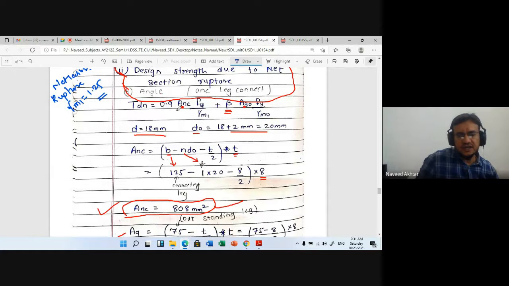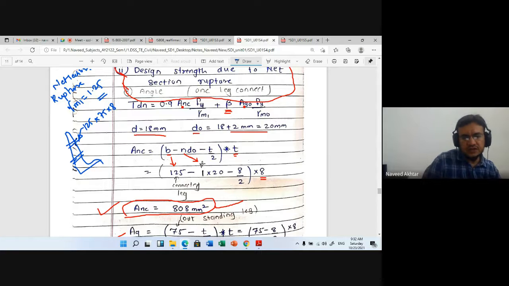TDL 0.9 ANC. ANC is the net area of connected leg. Ag0 is the area of outstanding leg, because only one leg, the longer leg, is connected with your gusset plate. Okay. So this is the longer leg which is connected with the gusset plate, and the size of angle is given, I say 125 by 75 by 8 mm.